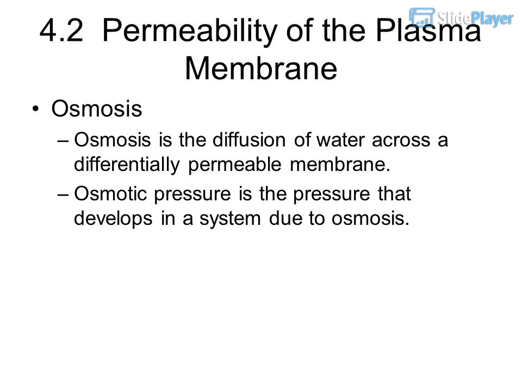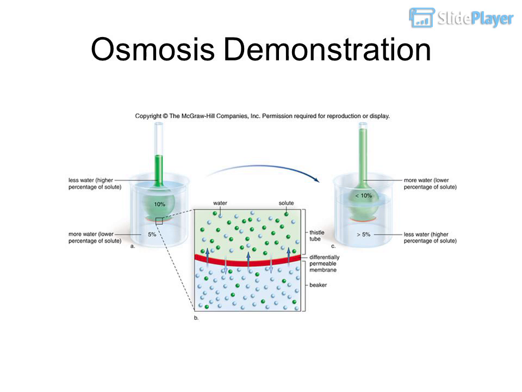Osmosis. Osmosis is the diffusion of water across a differentially permeable membrane. Osmotic pressure is the pressure that develops in a system due to osmosis. Osmosis demonstration.